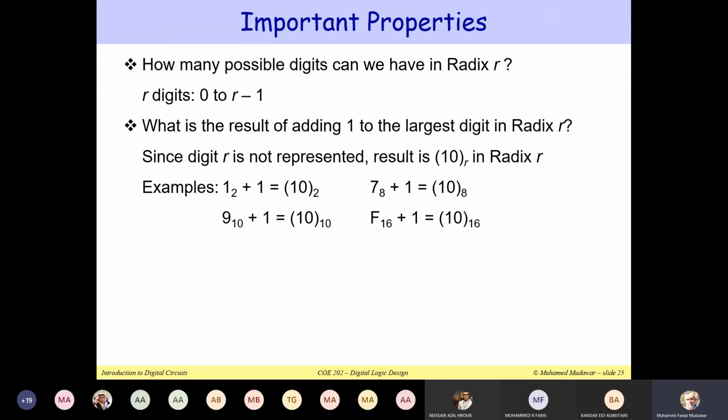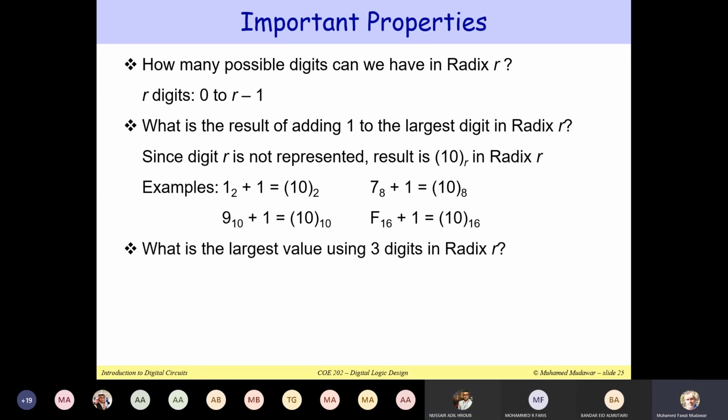So you see that we are getting 1 0, but 1 0 has different meanings. In binary, 1 0 is 2. In octal, it is 8. In decimal, 1 0 is 10. And in hexadecimal, 1 0 is 16. Is this clear? So we write it 1 0, but it actually has a different value in different number systems. Is this clear? Yes, clear. Okay, very good.